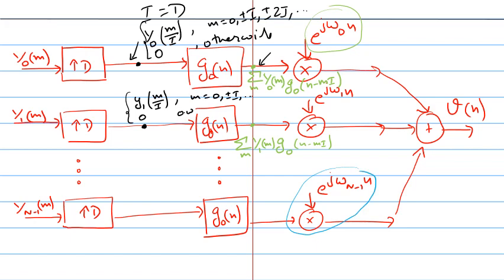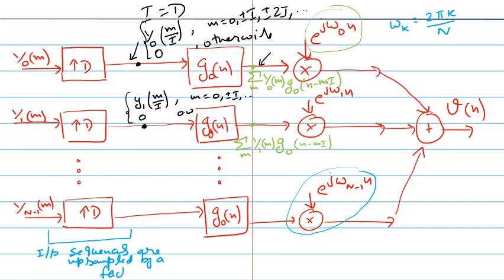So what is this omega k? Omega k, as I told you earlier, is equal to 2 pi k by capital N. So in this part, the input sequences are upsampled by a factor of I, which is equal to d.